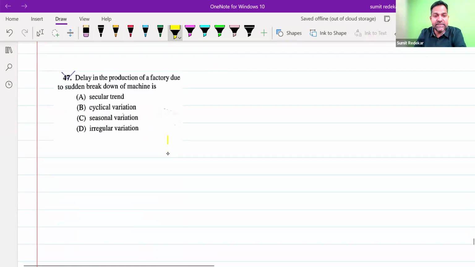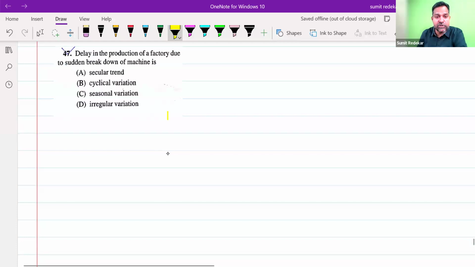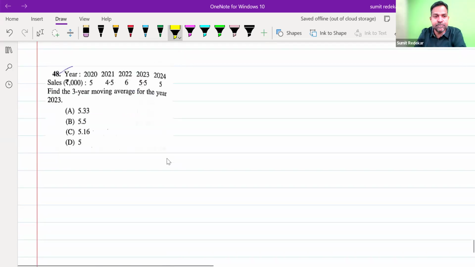Question number 47. A delay in production of a factory due to sudden breakdown of machine is. Machine breakdown does not happen in an increasing pattern or a decreasing pattern. It is not a cycle. Machine breakdown is not seasonal. When something breaks down, your car breaking down, your bike breaking down, it is an irregular variation. It is something that I cannot forecast. It is not something that is in my control. So it is an irregular variation.